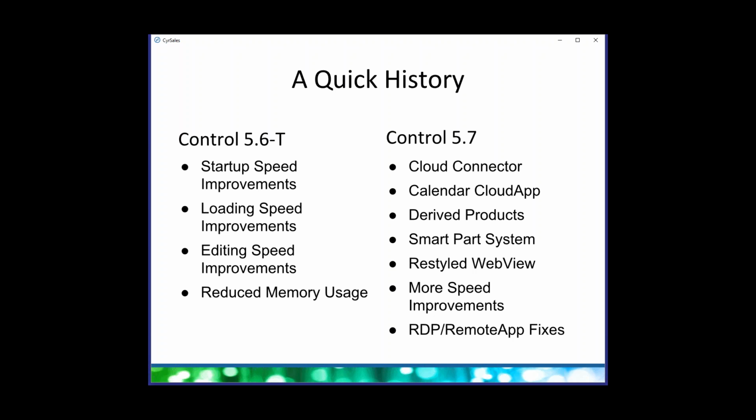When you edit an order, it tracks what you change, so it only changes the line items that you change, and so it speeds up a lot of areas where you're editing and making changes as well. And on top of all of that, it uses about half the memory that Control 5.5 did. So overall, a really nice optimization set of features in this version. Not as much to point to.